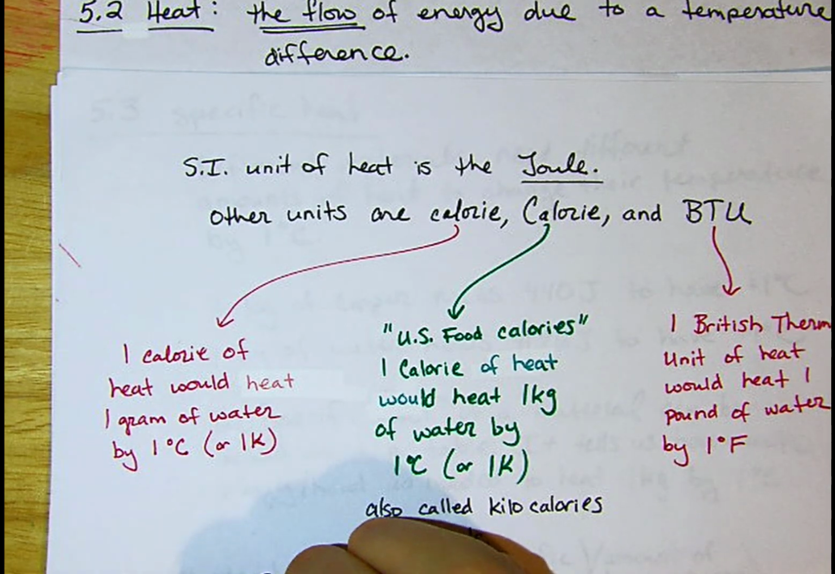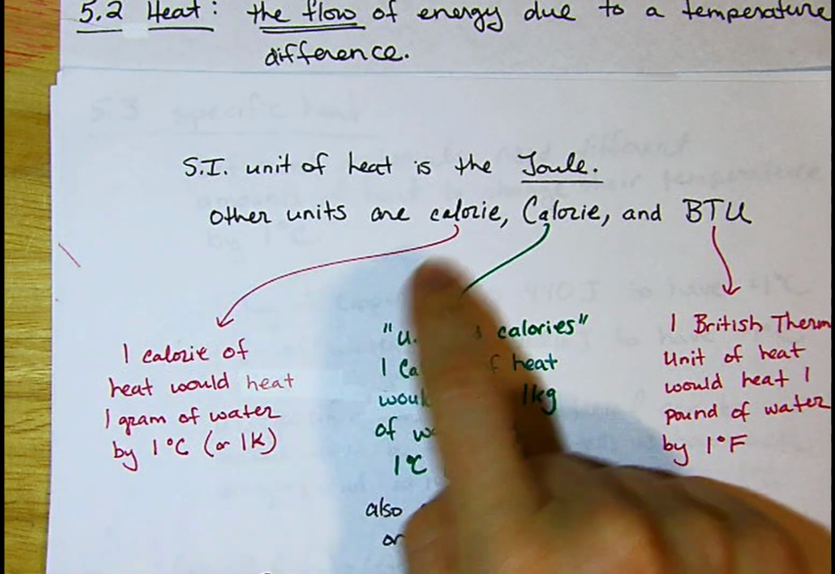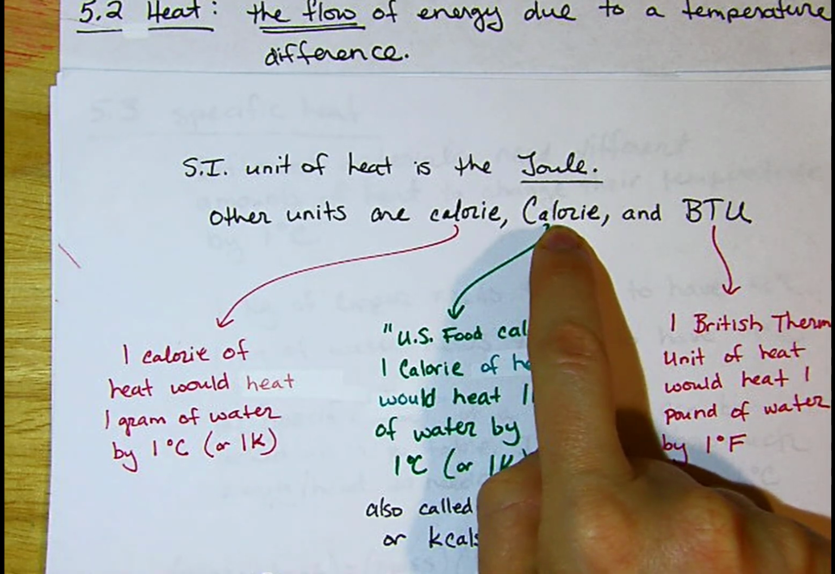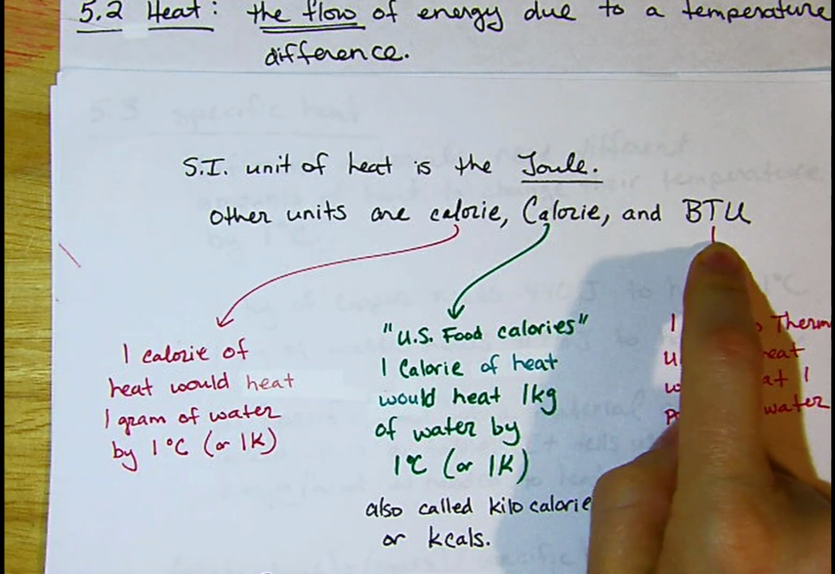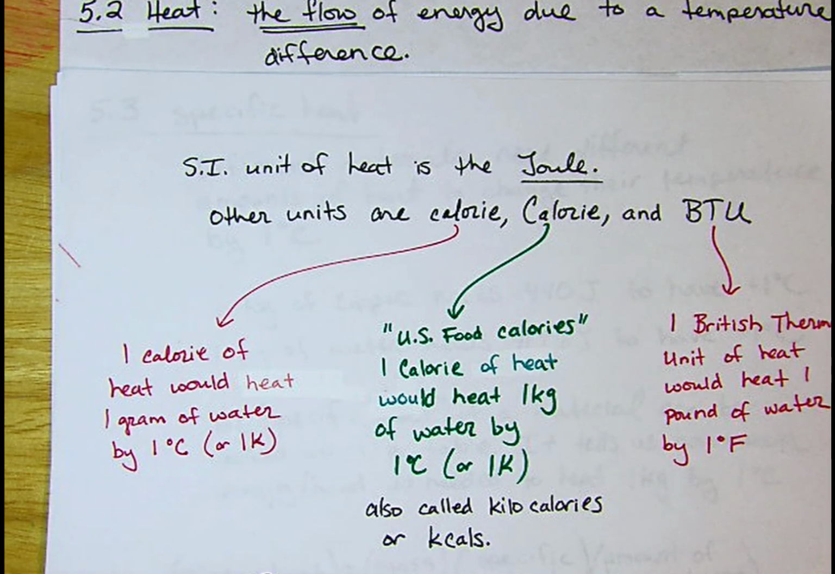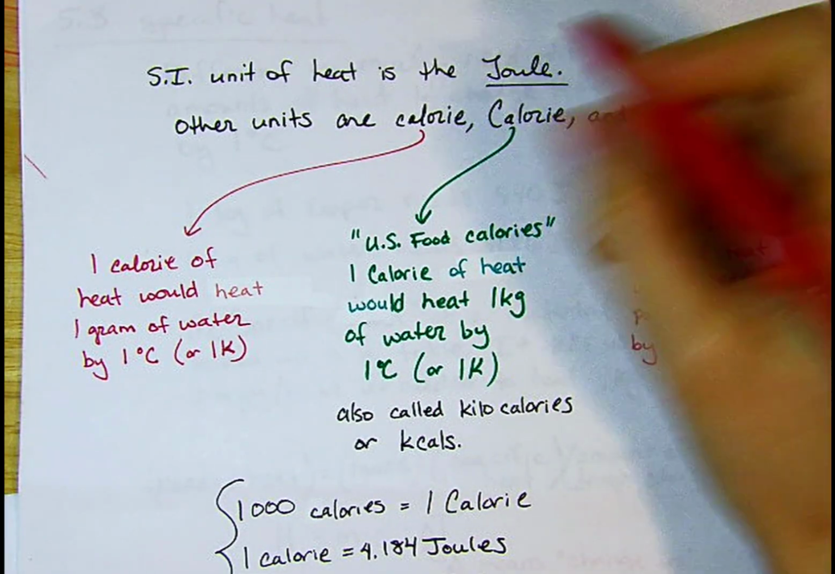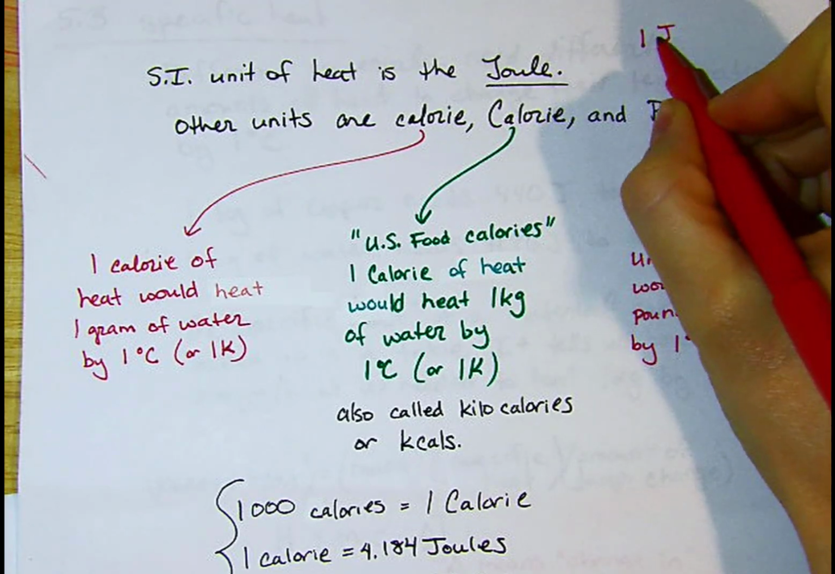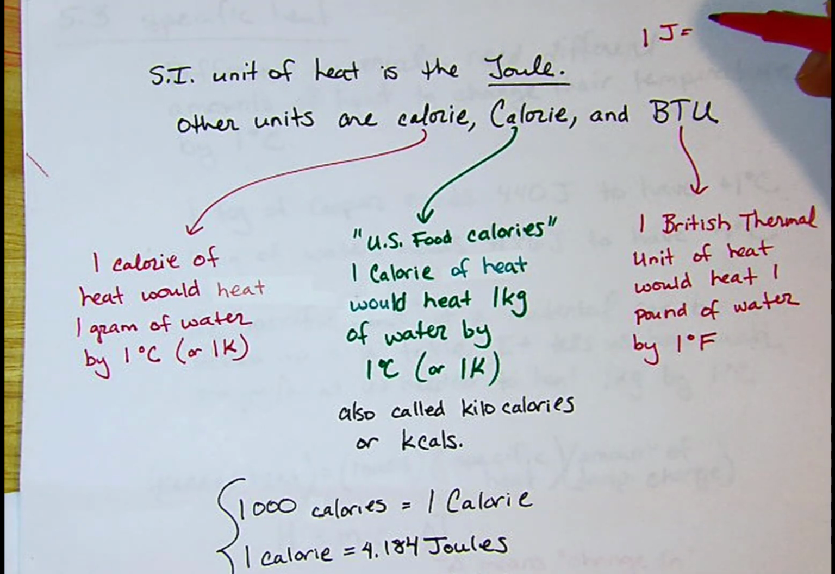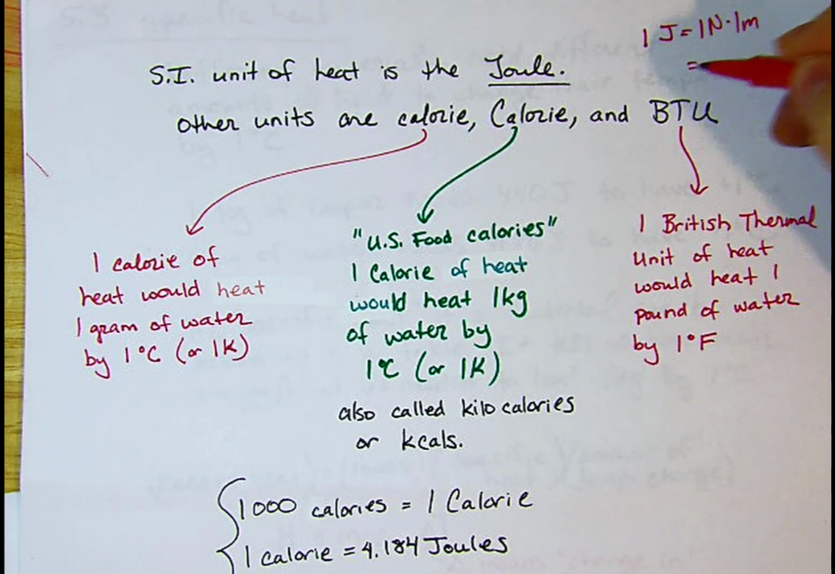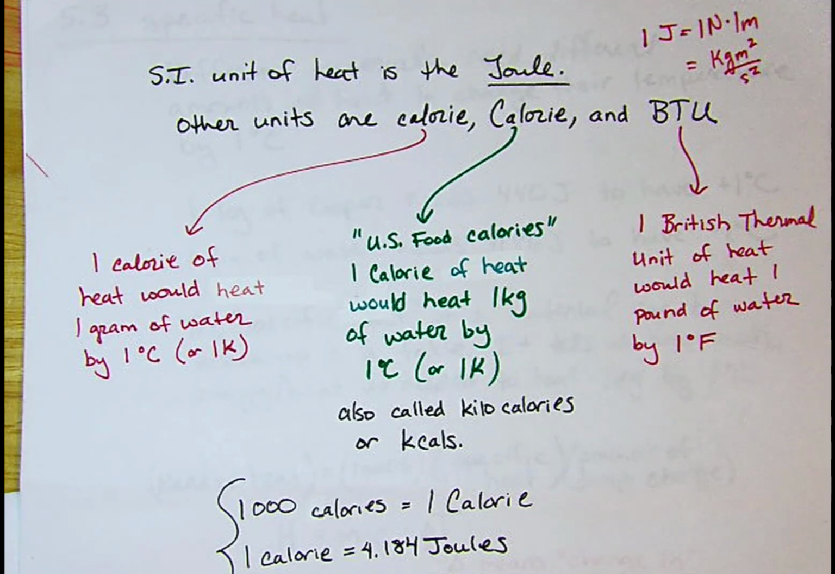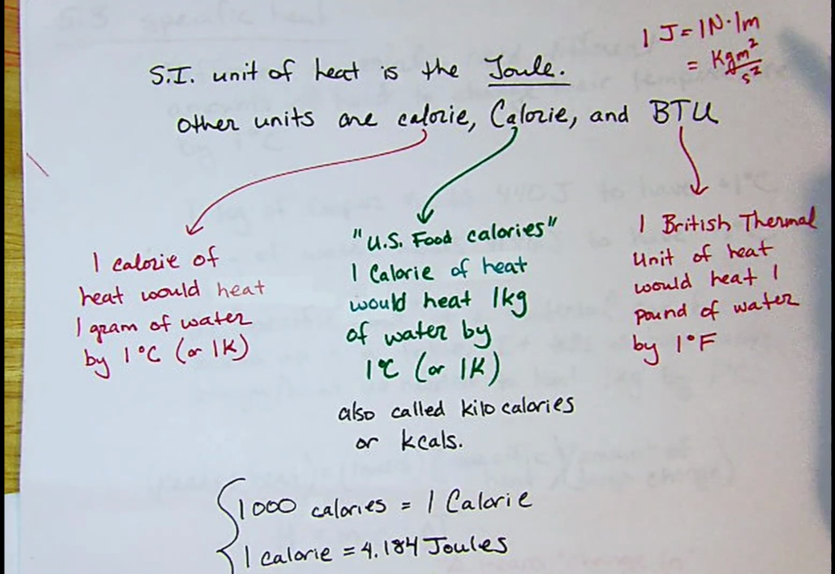Some other units that could describe heat or energies are the calorie, the capital C version of calorie, and the BTU, the British thermal unit. I'd already told you that 1 joule is the amount of work done by a 1 Newton force over 1 meter, because 1 joule is equal to 1 Newton meter. But you could also rewrite that as a kilogram meter squared per second squared. So that's how much energy a joule represents.